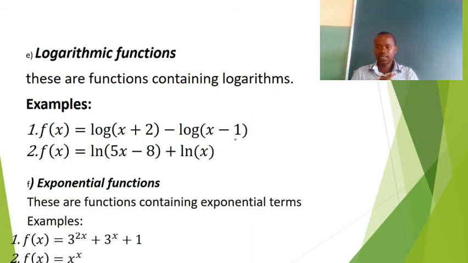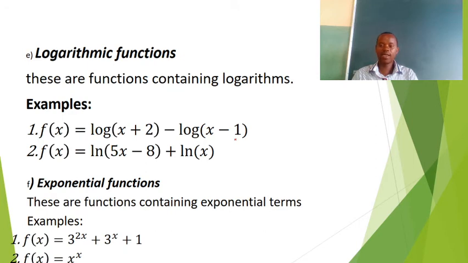The next one, which is the last but not the least, is about the exponential functions. A function is said to be exponential when it is containing the exponential terms. An exponential term is a term where the base is a known number and the power is containing the unknown or the variable parts. We have some examples here.